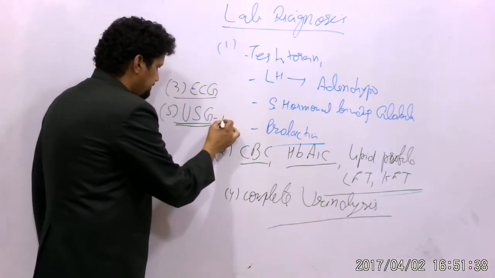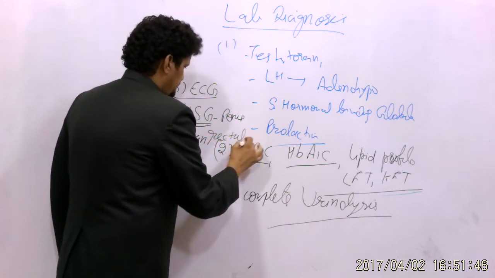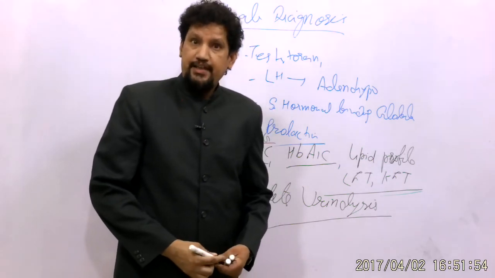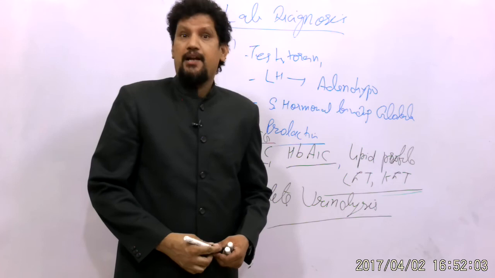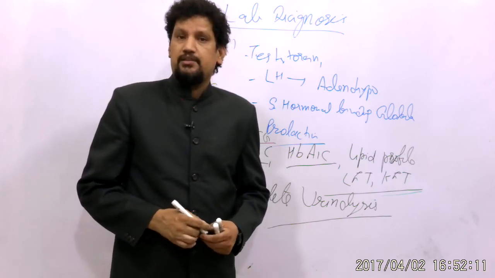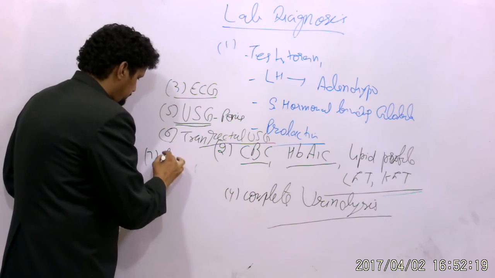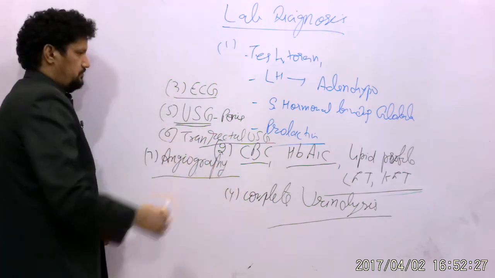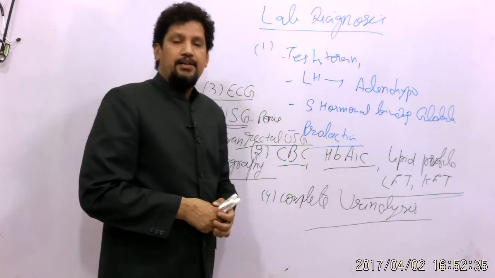So USG of the penis, transrectal USG, angiography of the dorsal artery, angiography of the deep artery, angiography of the bulbourethral artery, and angiography of the superficial and deep dorsal veins to rule out the vascular causes of the erectile dysfunction. So angiography. So these are the diagnostic criteria of the erectile dysfunction.